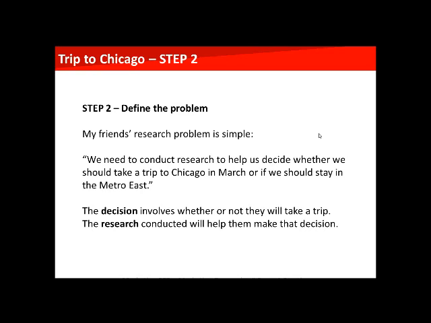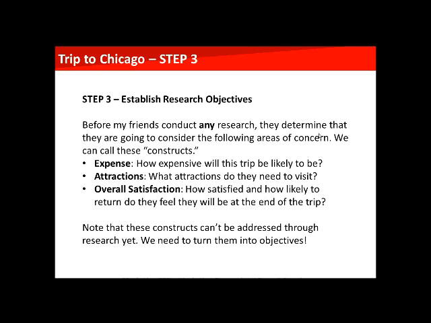Their research problem, as they're going to define it, is very, very simple. We need to conduct research to help us to decide whether we should take a trip to Chicago in March or if we should stay in the Metro East. The decision involves whether or not they'll take a trip. The research conducted will help them to make that decision. So this is a very, very straightforward decision statement that they're making.